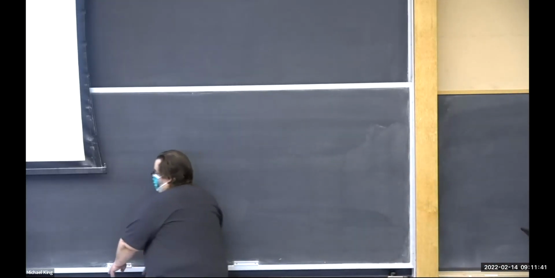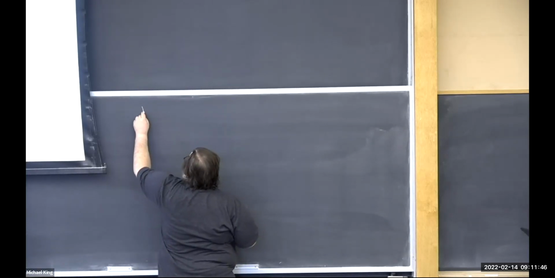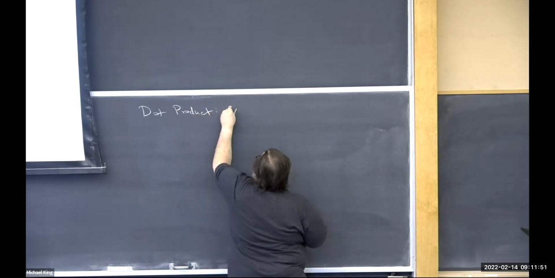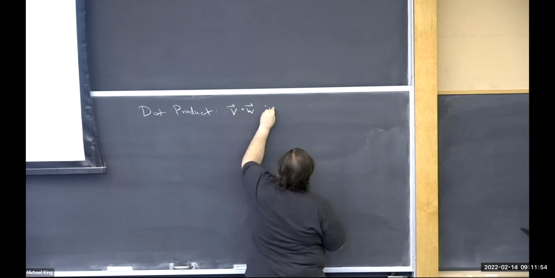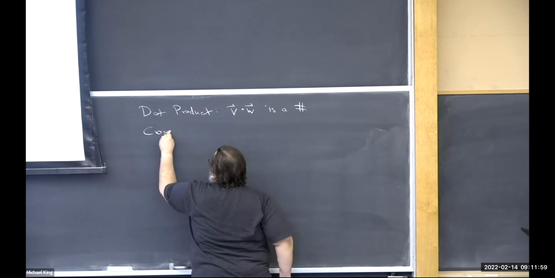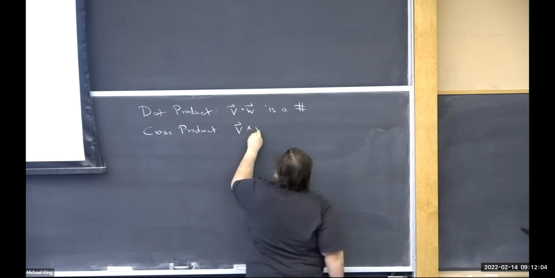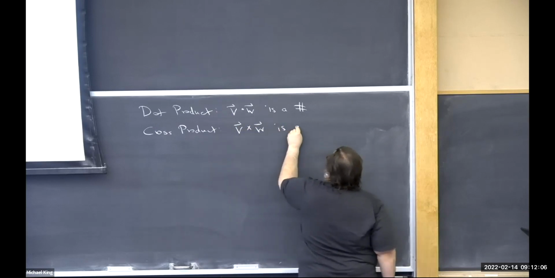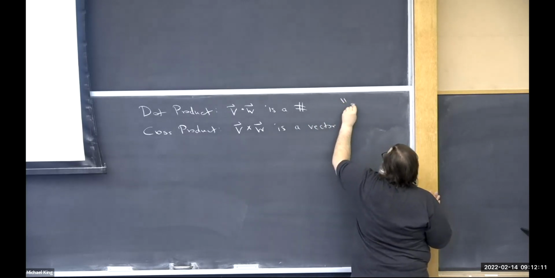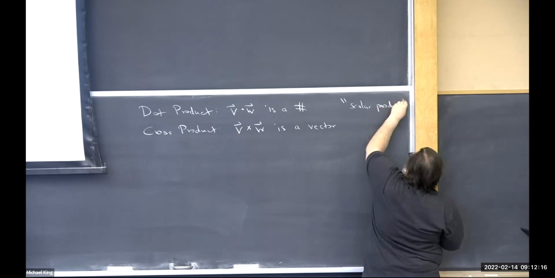Okay, so we have the dot product V dot W, which is a number, right? It's a scalar, whereas the cross product is written this way, and it's another vector. I think I've said that sometimes the dot product is called the scalar product, and sometimes the cross product is called the vector product.